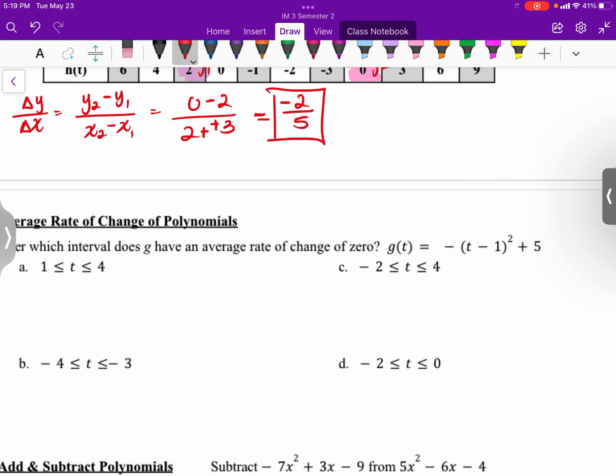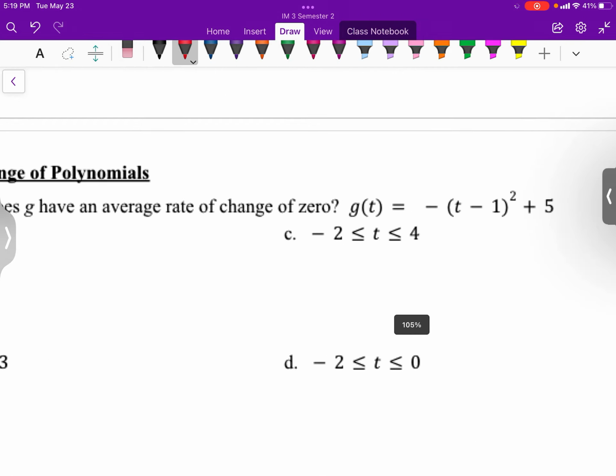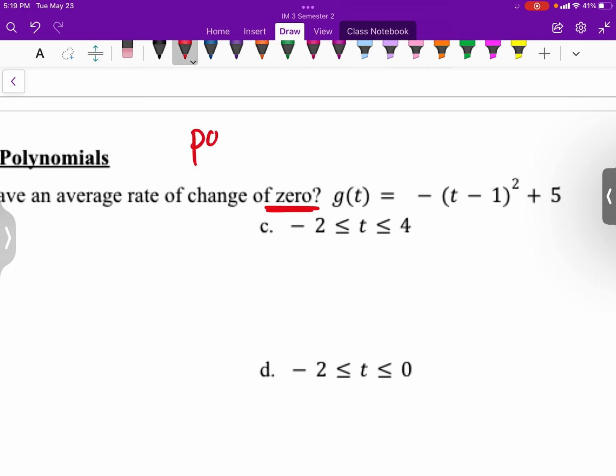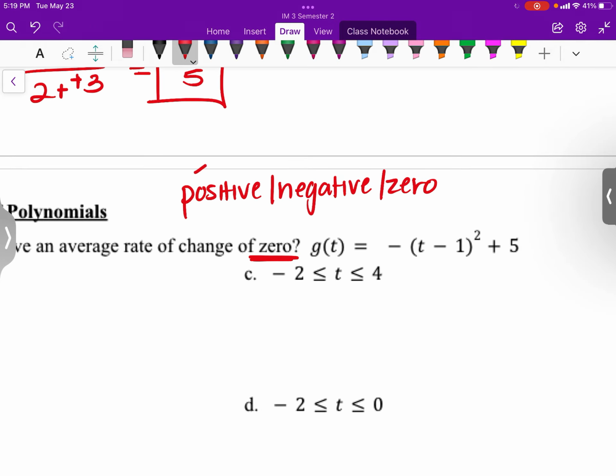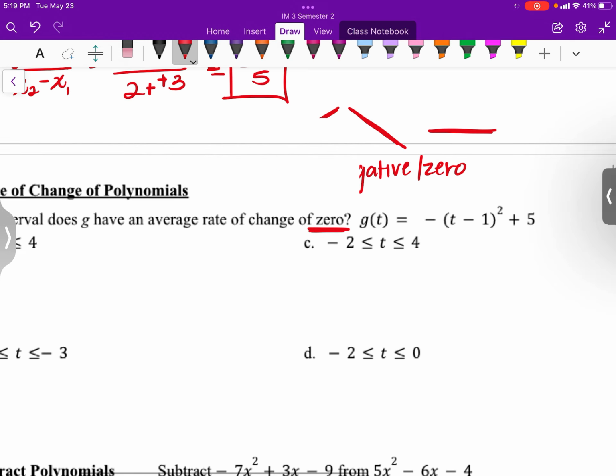Now, taking a look at the next one, guys, it says, over which interval is the rate of change 0? On this one, whenever they're asking for a positive, negative, or 0, they're talking about the direction of the slope. For positive, a slope would look increasing from left to right. Negative would be decreasing from left to right. And 0 would be just a horizontal line. So the easiest thing for us to do here is to graph this on Desmos.